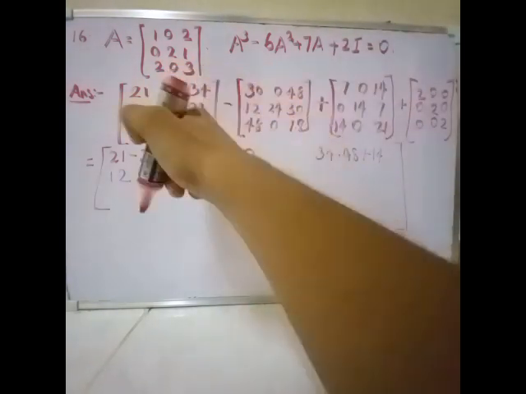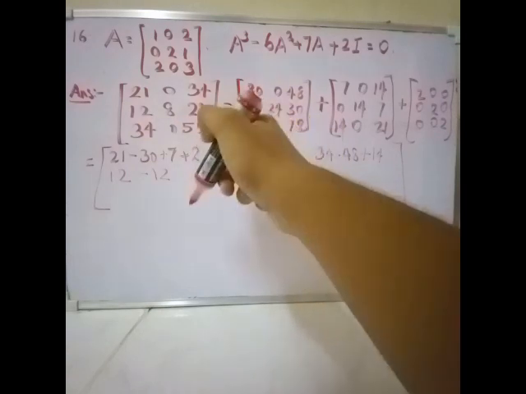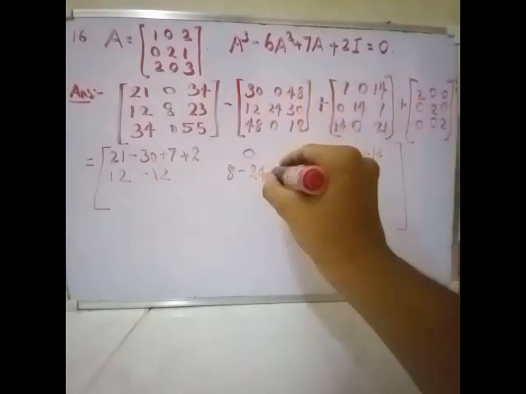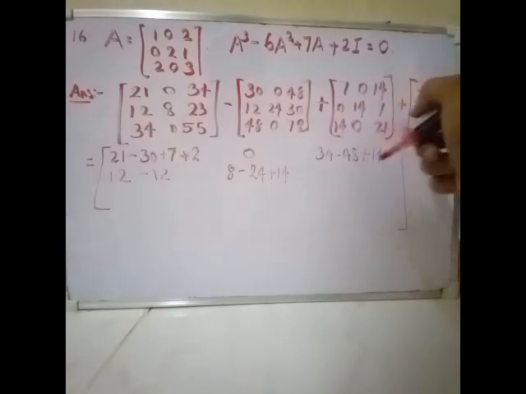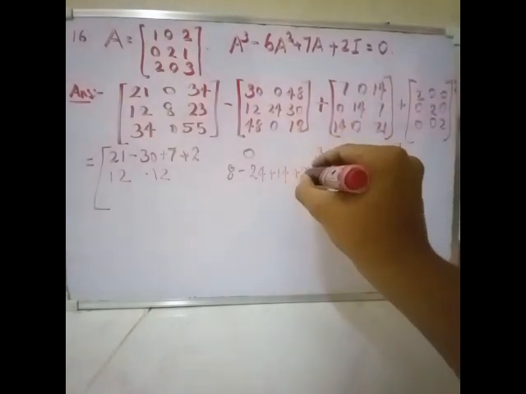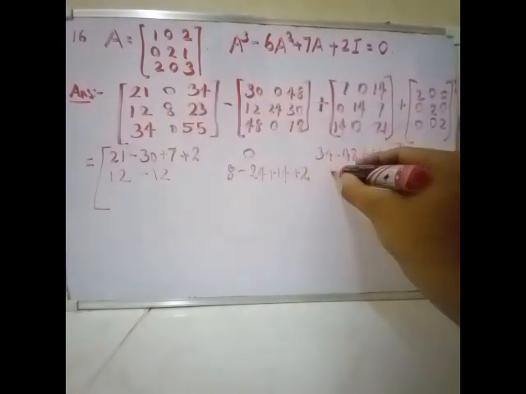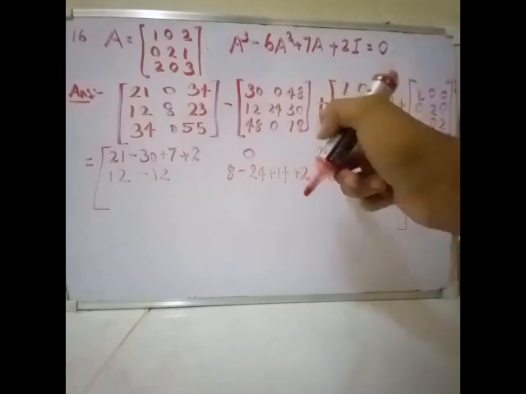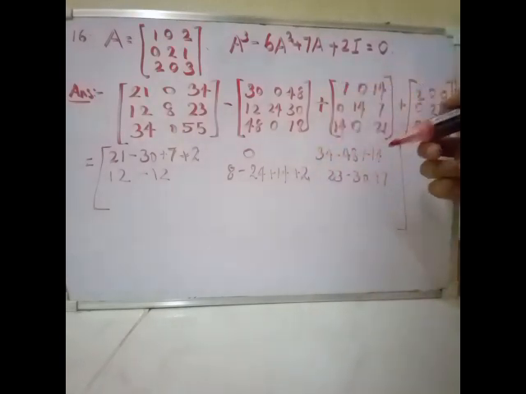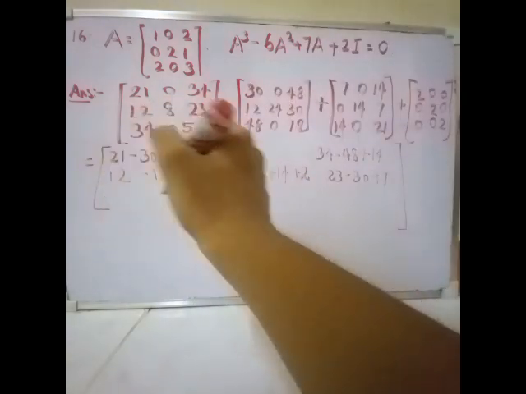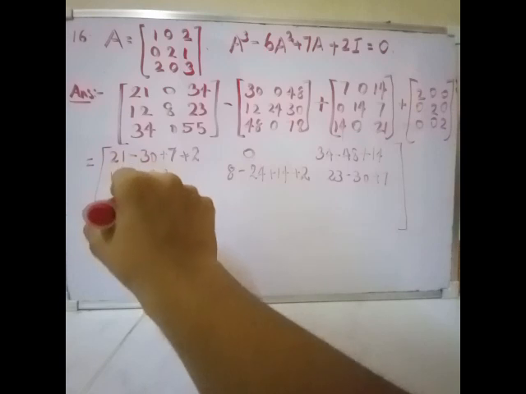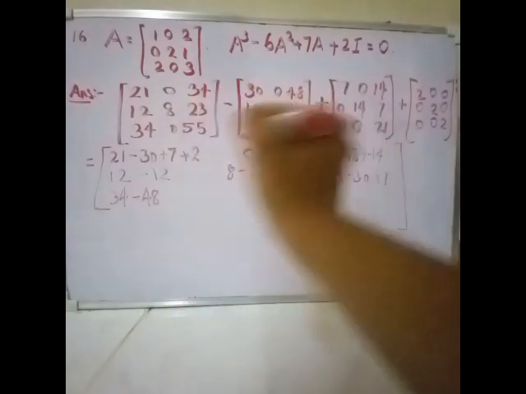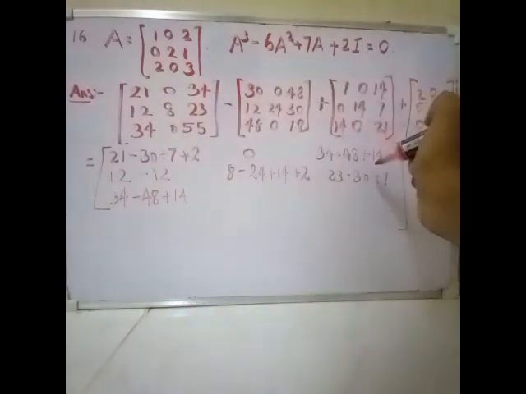Then next 8 minus 24, then plus 14 and plus 2, right? Now 23 minus 30 and plus 7 and plus 0. Now going to the third row, 34 minus 48 plus 14 and plus 0.